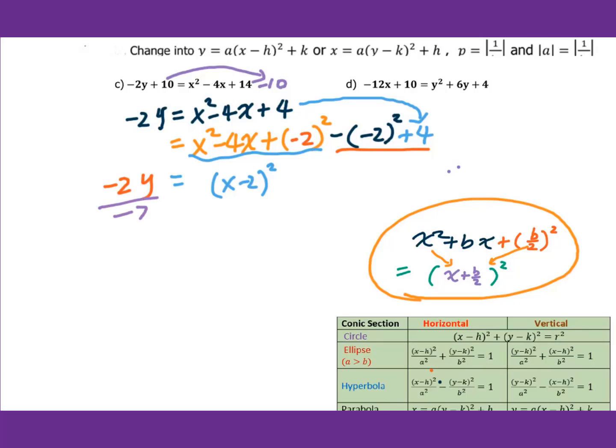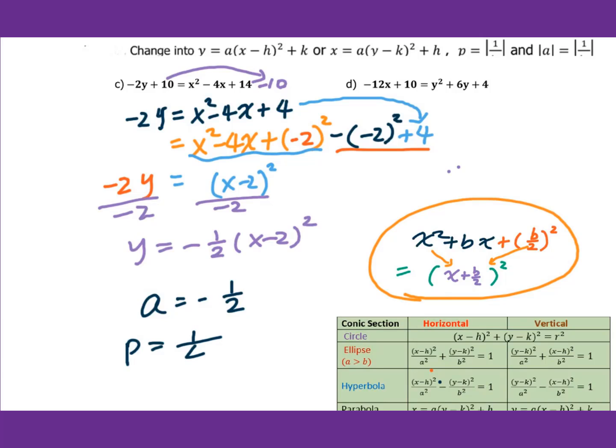Then you divide by negative 2 on both sides. You will get y equals negative 1 over 2 times x minus 2 squared. So we got a equals negative 1/2. P equals 1 over 4a. Do the absolute value, and you get 1 over 2.